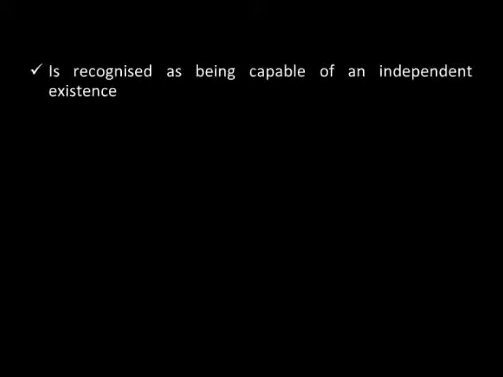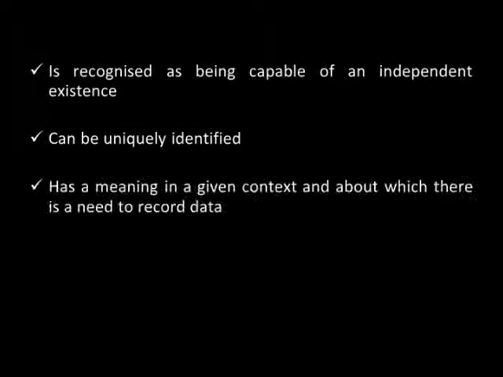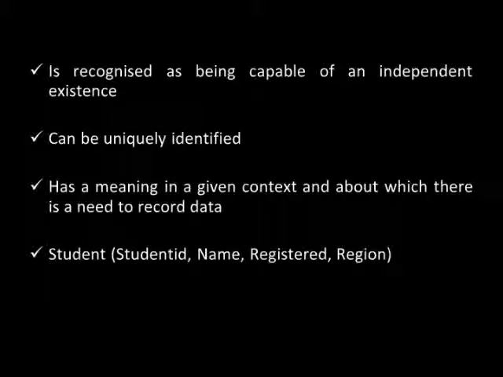An entity may be defined as a thing which is recognized as being capable of an independent existence and which can be uniquely identified. It represents a thing that has meaning in a given context and about which there is a need to record data. For example, we can simply record the student entity type that defines the properties common to the collection of all students. Thus, student is the name of an entity type with properties of student identifier named student ID, student name, whether registered or not, and location, that is, region.